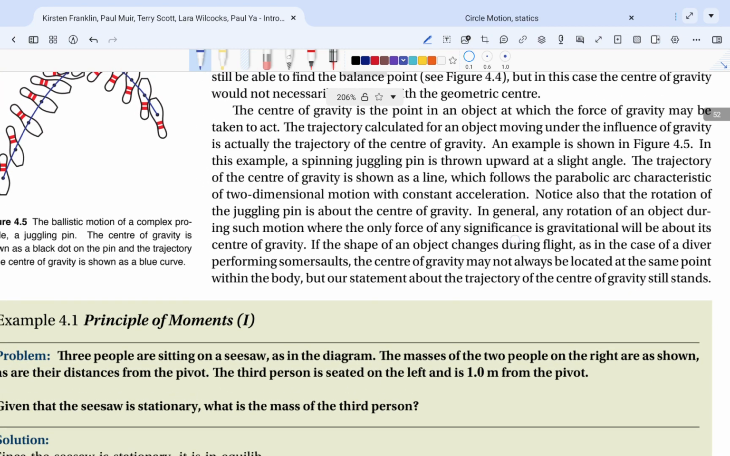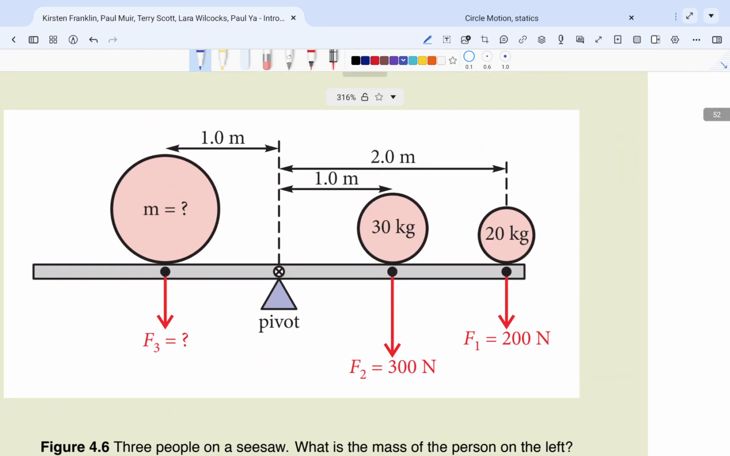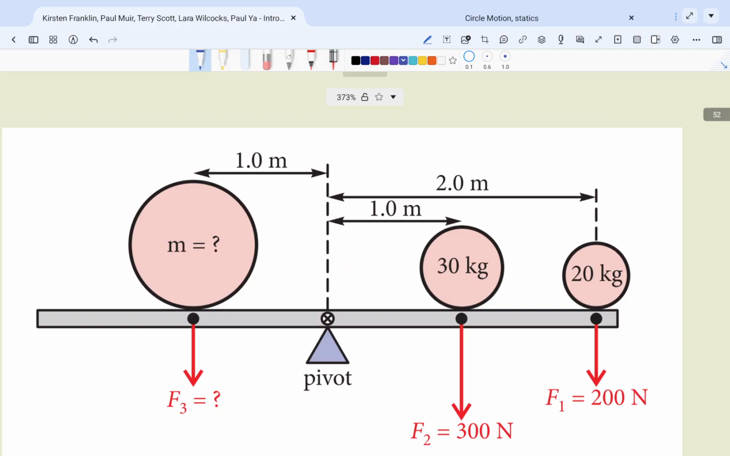Three people are sitting on a seesaw as in the diagram. The masses of the two people on the right are as shown, and so are their distances from the pivot. The third person is seated on the left and is a meter from the pivot. Given that the seesaw is stationary, what is the mass of the third person? Okay, so we've got three people shaped as balls for whatever reason. We've got this one here, and this one on the left, and we're trying to find this person's mass. Okay, how can we find their mass?